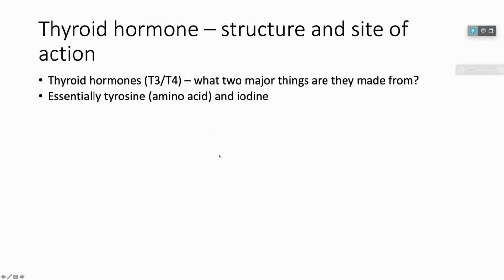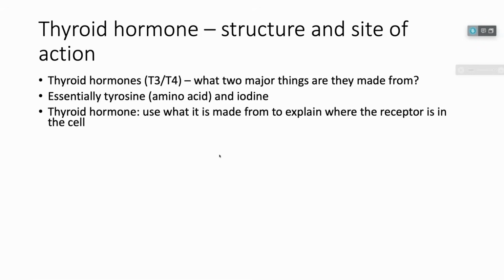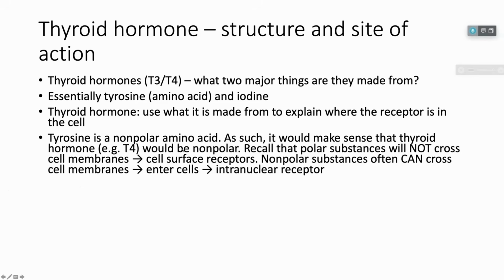So Maliha, use the fact that it's made from tyrosine to explain where the thyroid hormone receptor is in the cell. It's in the cytoplasm, intracellular. Good. Why is it intracellular? Because tyrosine is a non-polar amino acid. Yeah, exactly. So it would make sense that the thyroid hormone would also be non-polar, because it's made essentially from tyrosine. And polar substances don't cross cell membranes. So anytime you have a polar substance, it will have a cell surface receptor, right?